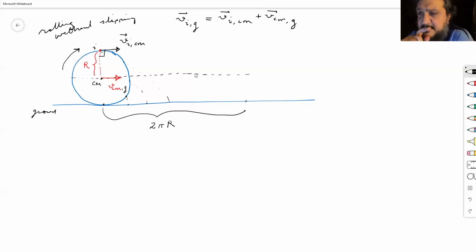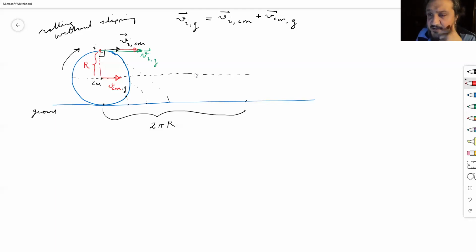But let's go back to this calculation of velocity now. Now in this picture, if I add VCM to this, I will get, let me use green, this will be VIG. How do I know that? It's simply parallel transporting VCM here, and then tail to tip, the usual addition of vectors.